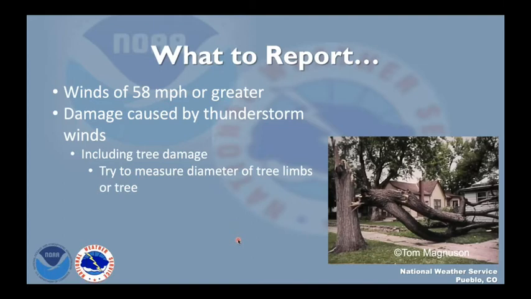Otherwise, we'd like to know the damage caused by the thunderstorms. This is taken from our old WCM, Tom Magnuson, not quite sure where, but severe caliber winds likely occurred in this area to snap off that branch. When describing it, tell us if it's a dead tree limb or a live tree limb, if it was brittle already, and the diameter of the tree limbs. We want to know all of that so we can better diagnose what's occurring.